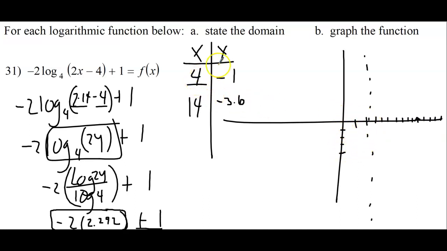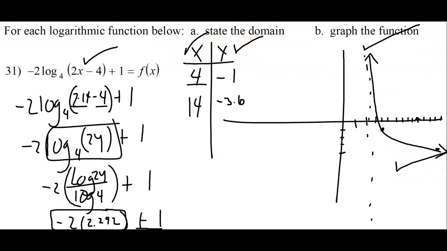And so at 4, my y value is negative 1. And then at 14, we're at negative 3.6. So we can kind of see the trend. The graph is going in this direction. And there's my logarithmic function there. Okay, so once again, find your domain, make your vertical asymptote, pick some x values, find the y values, plot the points, and connect the dots.